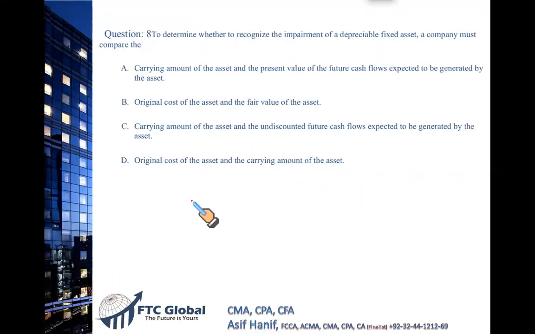Okay, then what we have here. Next question says, to determine whether to recognize the impairment of a depreciable asset, a company must compare. Remember, the question is silent. The first statement is silent, so it must be the US GAAP. So what we do, we compare the carrying amount of the asset and the present value. Present value, I don't like this word here because we haven't discussed IFRS, so this is wrong. We just simply take the carrying value and the undiscounted future cash flow.